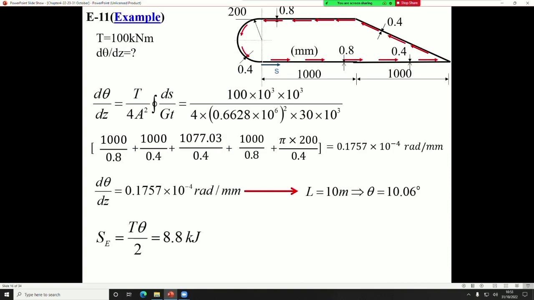Yes, aluminium. It's something between 26.9 and 27. G for aluminium is something between 26.8, 26.9, and 31 gigapascals. Sometimes I've seen it as 31, but 30 is the right value.